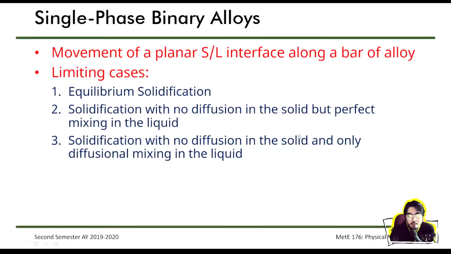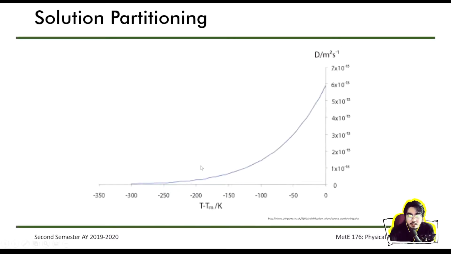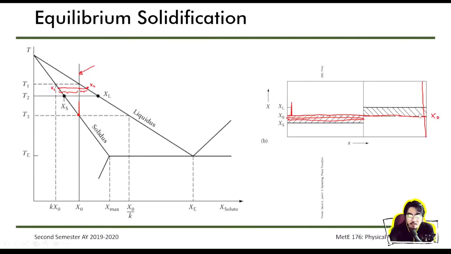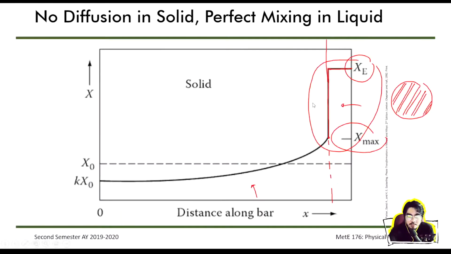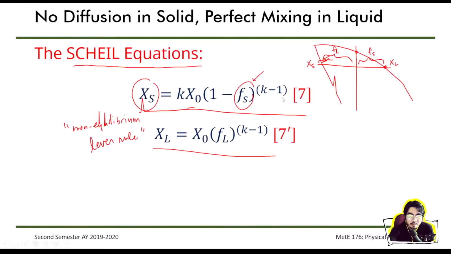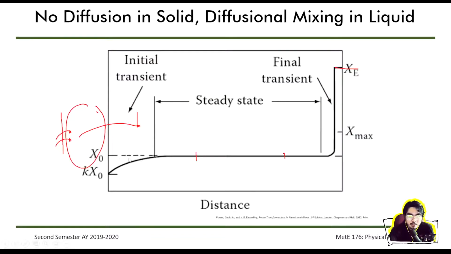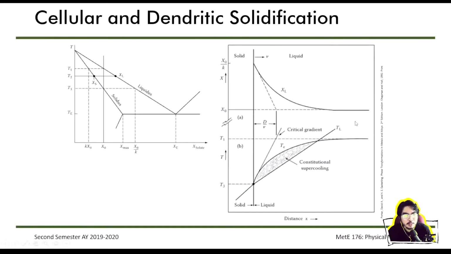So when you are producing your microstructures, you will experience all three of these limiting cases, and it will be a combination of them. There are cases that are purely homogeneous. There are cases wherein certain areas experience this perfect mixing, so you get a spike. And there are cases wherein we have an initial transient, steady state, and final transient. So it will be a mixture of all of these combined. Alright? Okay.